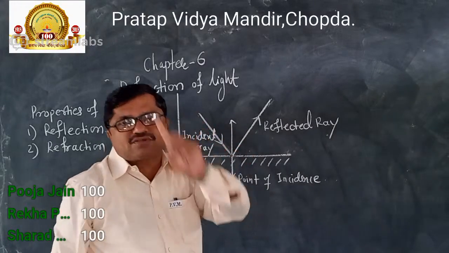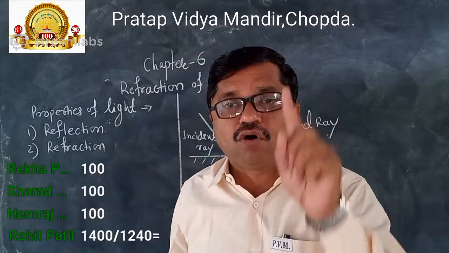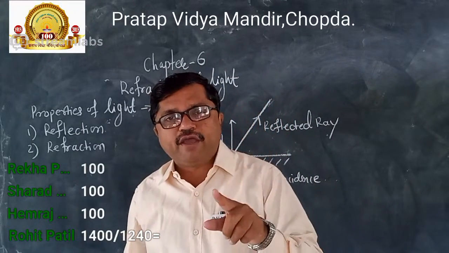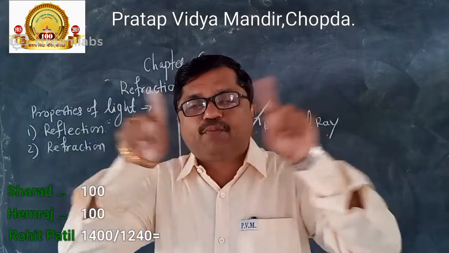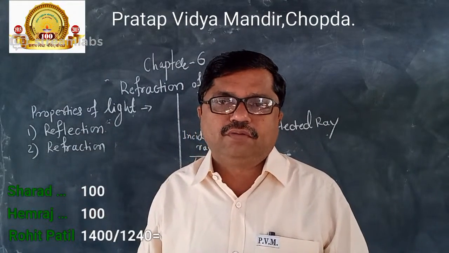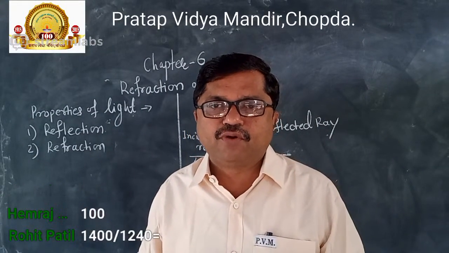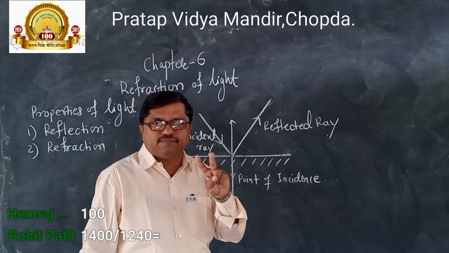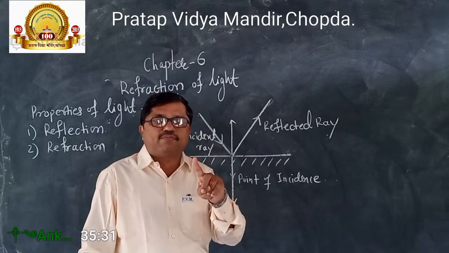They are never on the same side of the normal. They are always on the opposite side of a normal. Opposite sides of a normal. So keep this in mind. This is the second law of reflection. And what is the third law of reflection?